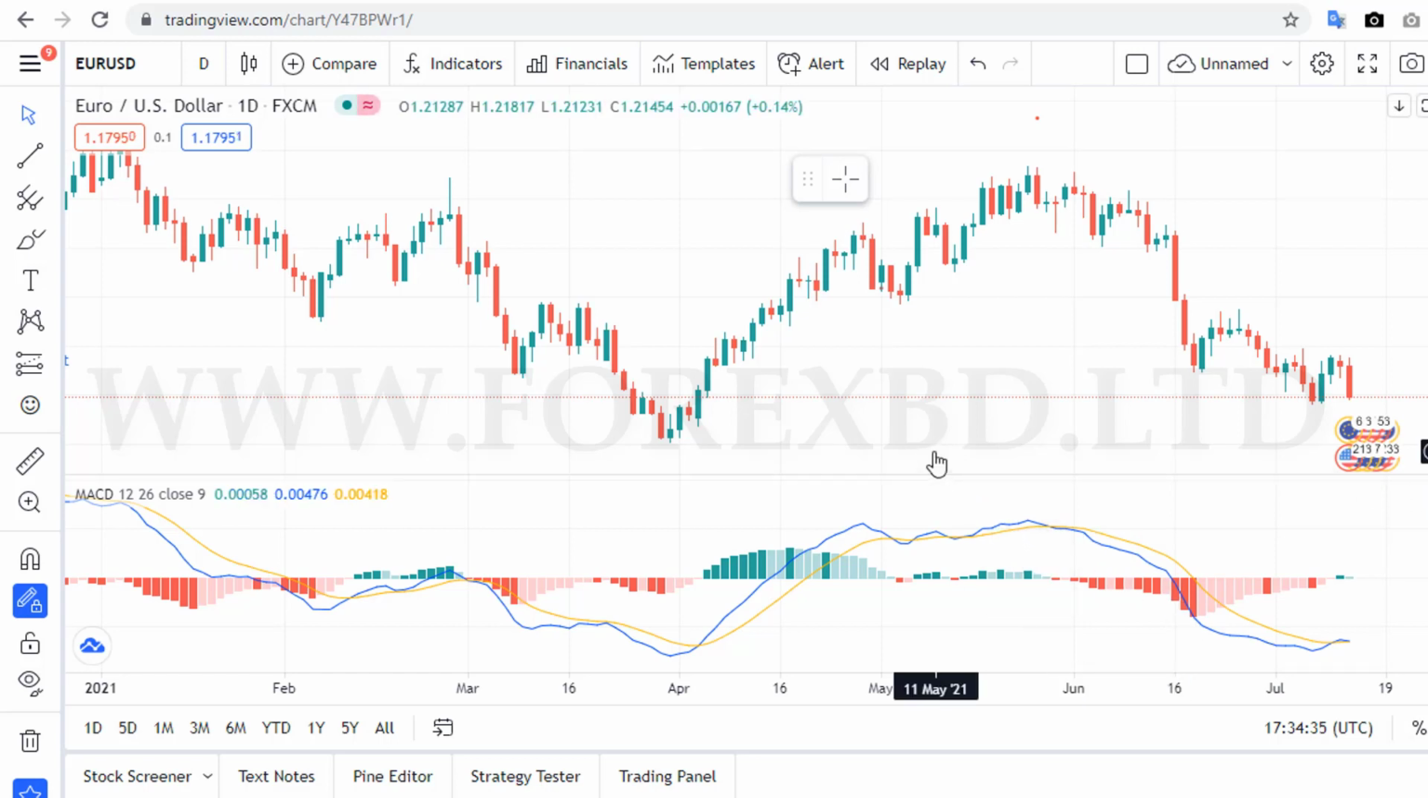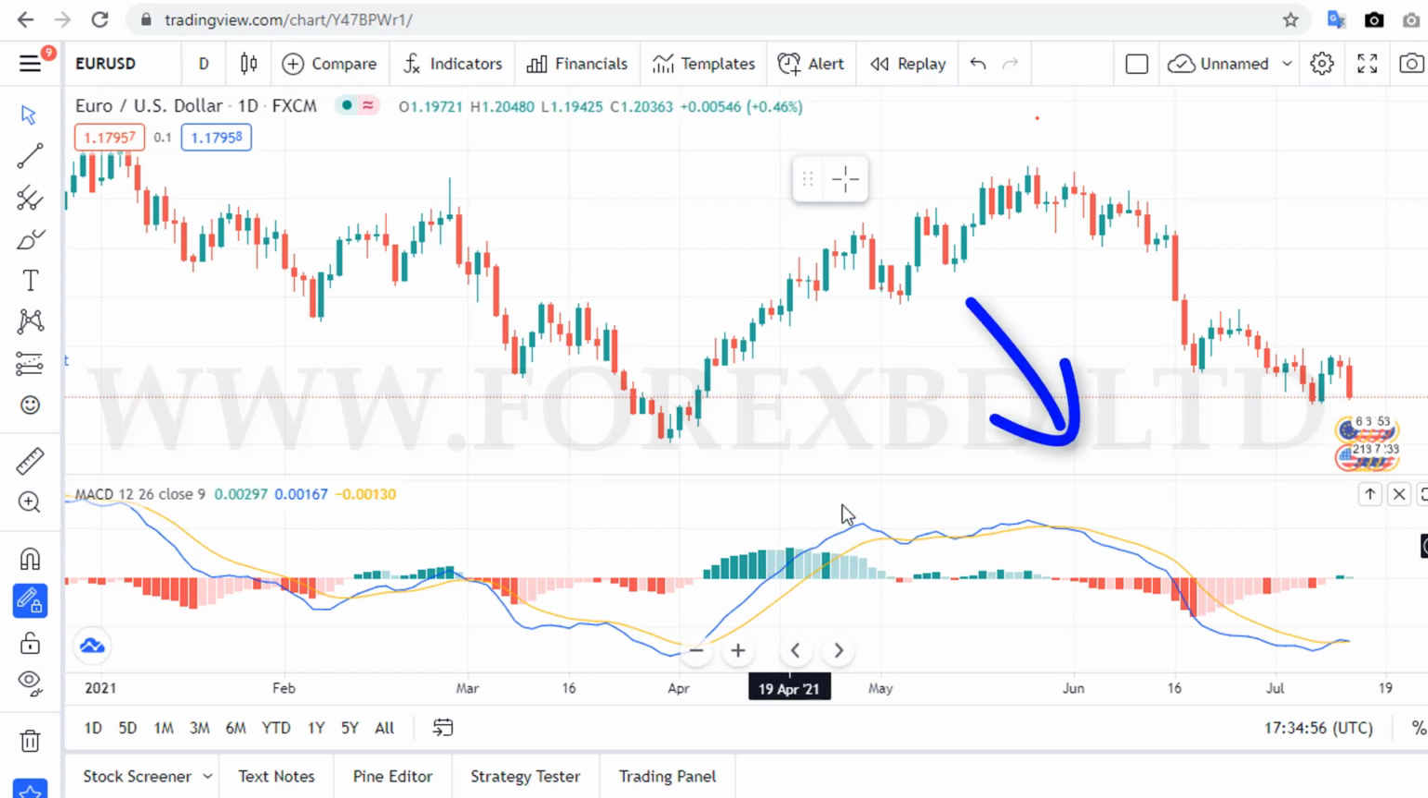After making an entry, when you see the histogram getting bigger, this gives a signal of market uptrend. Suppose the MACD line crosses the signal line and goes up. You place a buy order, then if the histogram size is increasing, it means that the market will have an uptrend for a long time. Again, when the histogram starts to get smaller, it gives a signal that the uptrend in the market is weakening. That is, the market will go downtrend.